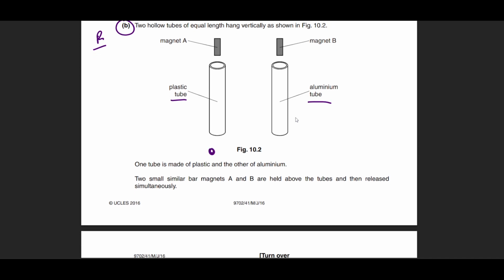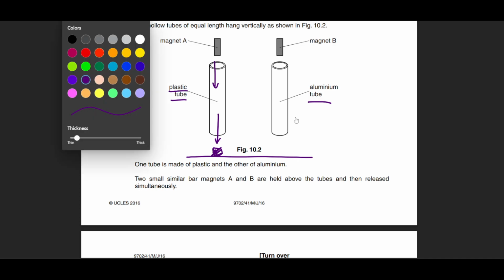Magnet A will fall first and magnet B will fall later. Very peculiar behavior because everything else is the same. The mass of the magnet, the size of the magnet, the size of the tube, every single dimension is the same. Then why is there a delay? You see, when the magnet falls through the plastic tube, it just falls through the plastic tube. It has nothing to do with it. It will not interact with it.